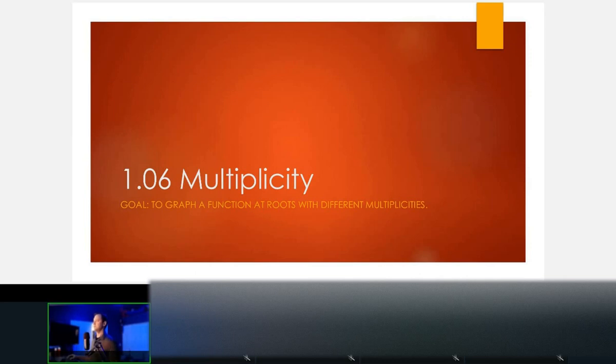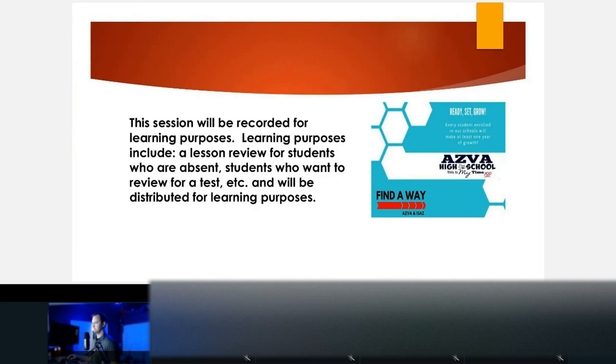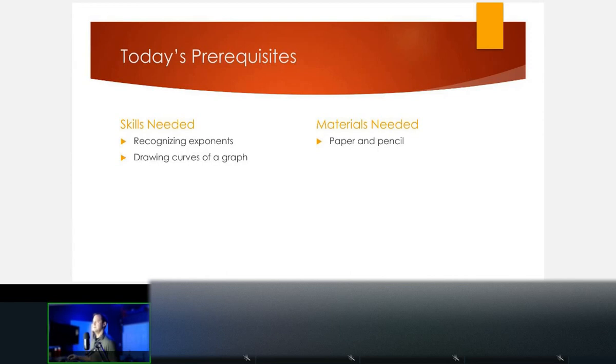All right, today we're doing multiplicity. So we're going to graph a function at roots with different multiplicities. So I think somebody mentioned multiplicity last week. I forgot who it was, but we're going to talk about it today. All right, so you have your paper, pencil, pen, and even graph paper if you have it.